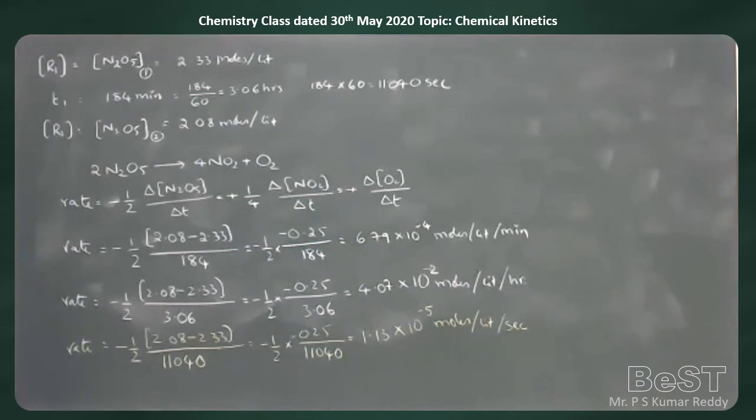It is also asked what is the rate of production of NO2 during this period. But here you have to observe there is no information given with respect to NO2. Based upon the concentration of N2O5, we have to find out the rate with reference to NO2 during that particular time.